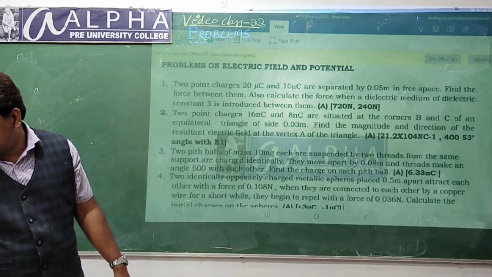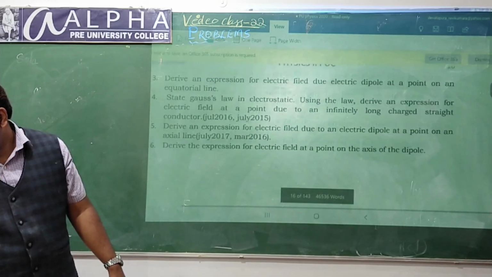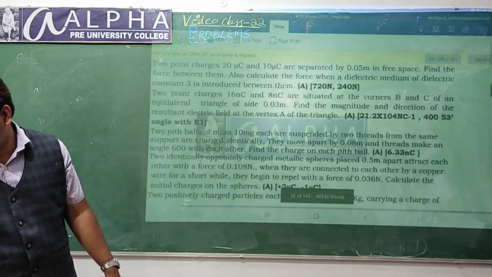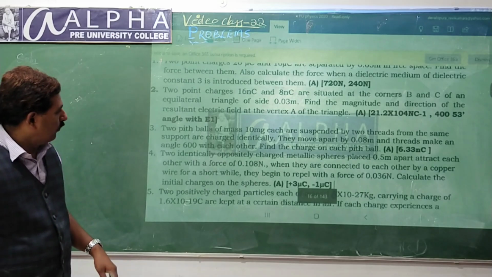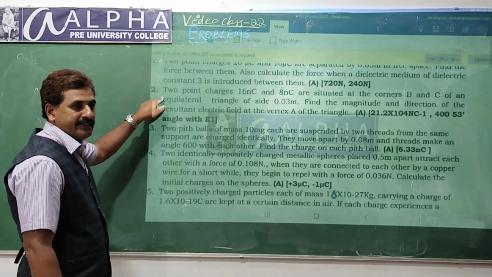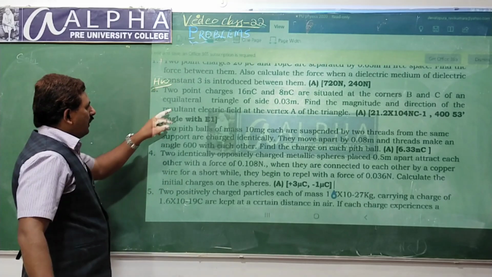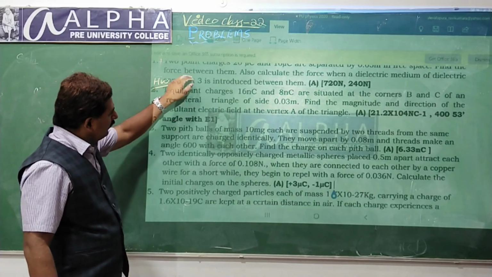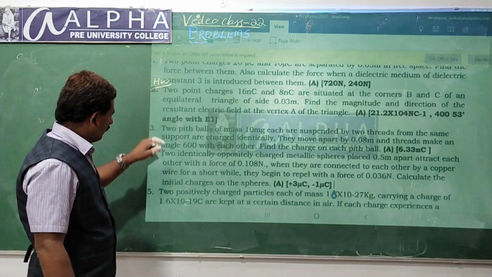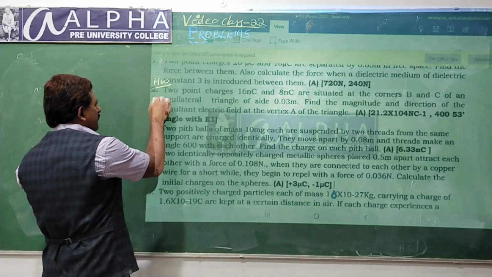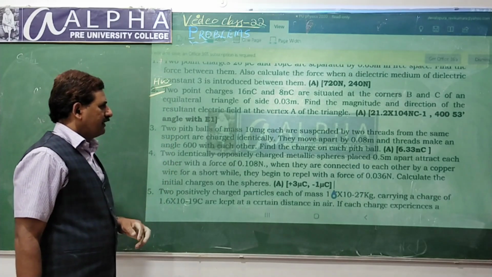Page number, let's see page number. It's page number 16. In page number 16, you have problems for your practice. You try question number 2 as homework. I will tell you about 1 later on. You try this at home after this. You must try and send me the solution part.